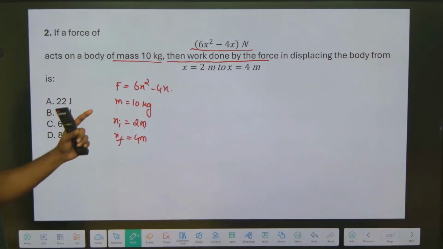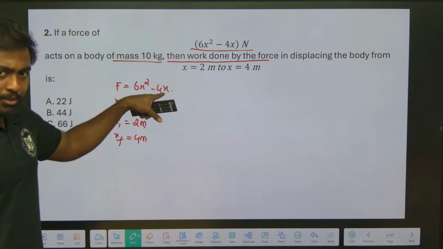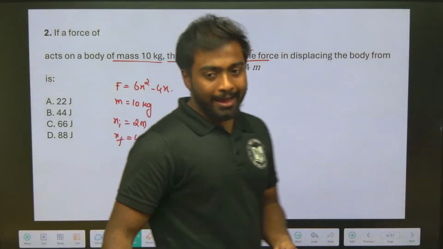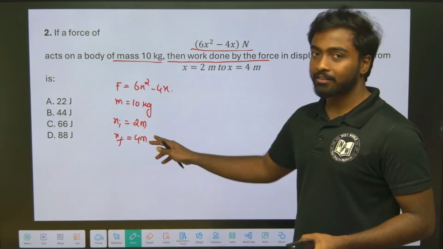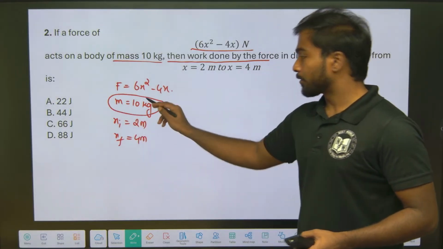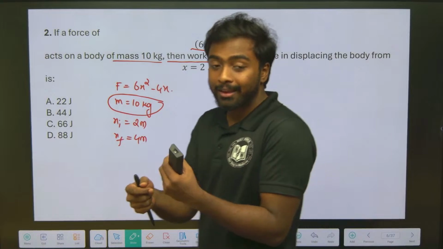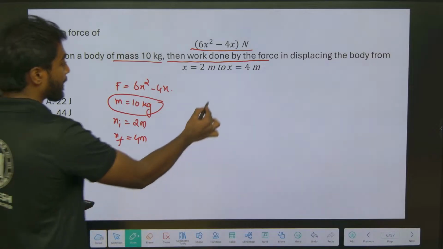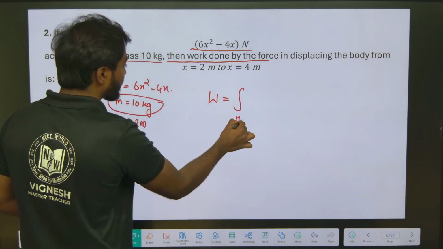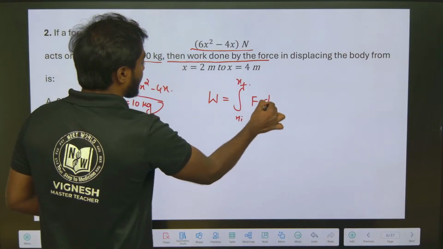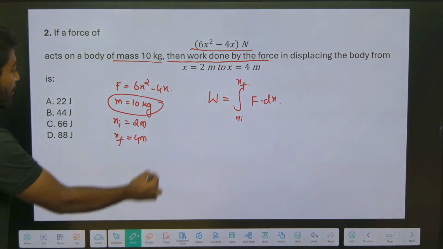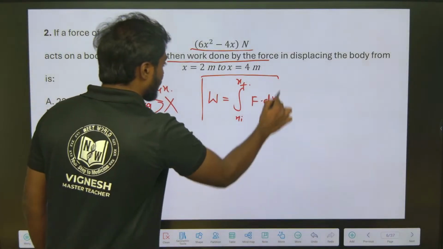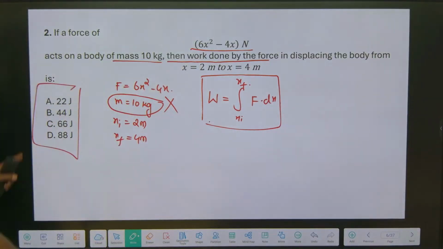When we talk about a force which is in x, that is a variable force, we can say it's not a constant force, right? And x is given, x = 2 and x = 4. What about mass? Sometimes they can give an extra variable to confuse you. So simple thing, work done is equal to the integral from x initial to x final of F dot dx. That's it. There is no use of mass. So can you give the answer for this question now? Which is the correct option from A to D?